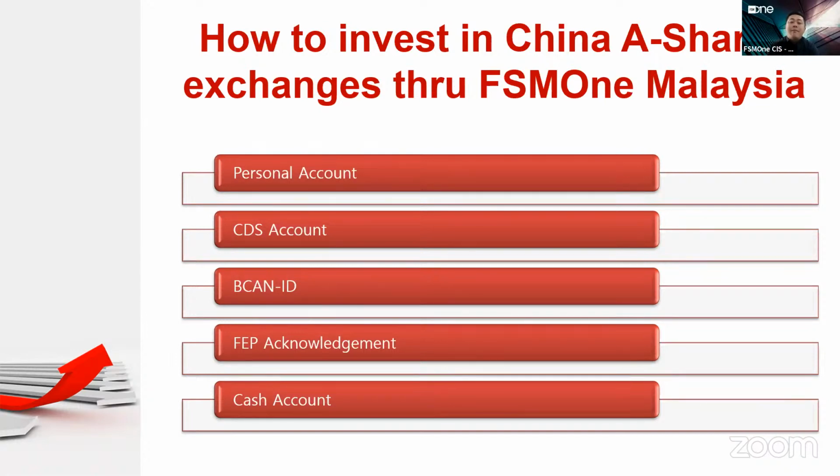If you would like to lift the RM1 million limit per year, you will need to ask our customer service for a declaration form to declare that you do not have any domestic borrowing in Malaysia, so that we are able to help you lift the 1 million FX conversion limit in your trading. After you have gone through all the declarations and acknowledgements, you can start trading on the FSMOne China A-share stock platform.